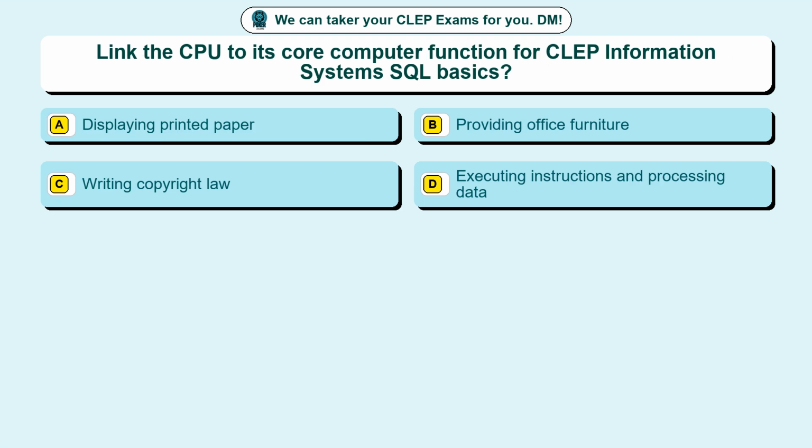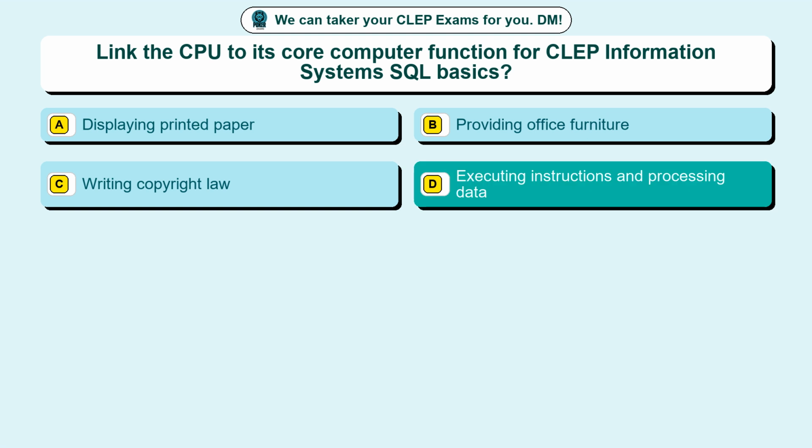Question 51. Link the CPU to its core computer function for CLEP Information Systems SQL Basics. Option A. Displaying printed paper. Option B. Providing office furniture. Option C. Writing copyright law. Option D. Executing instructions and processing data. The correct answer is option D.